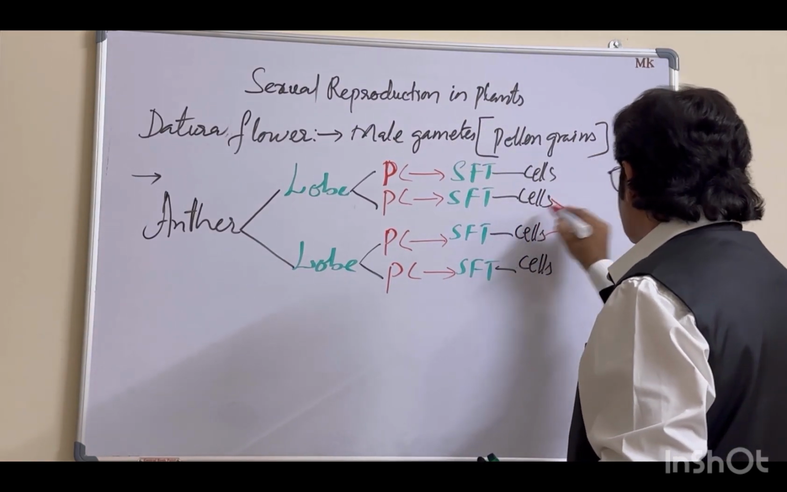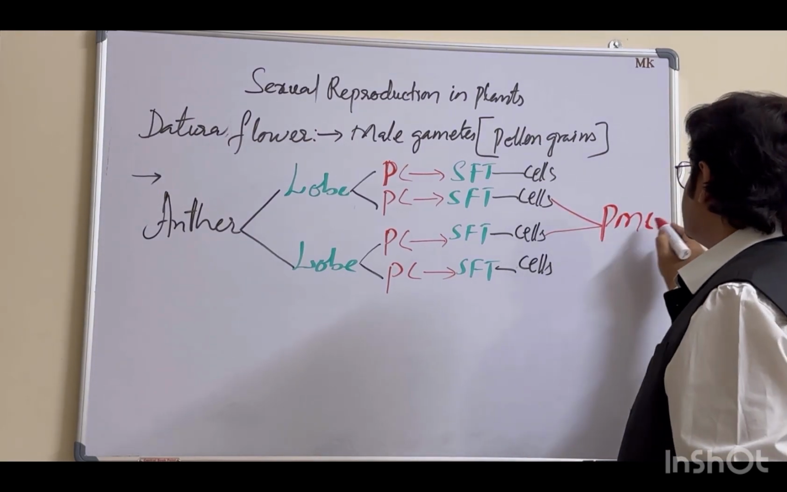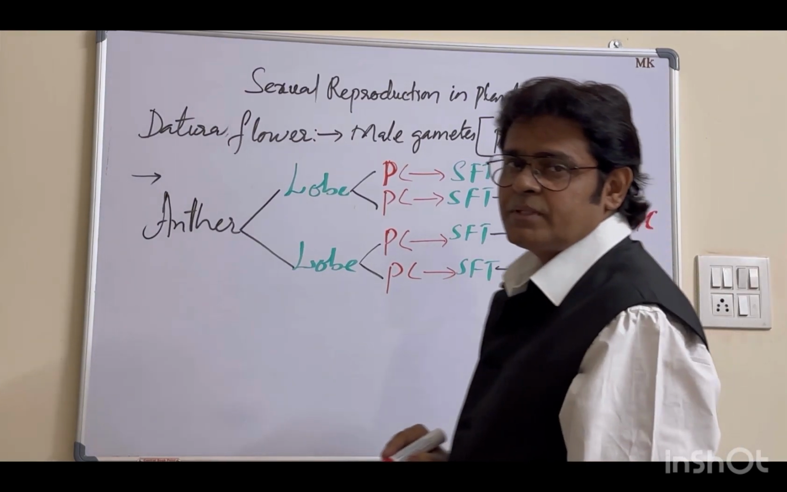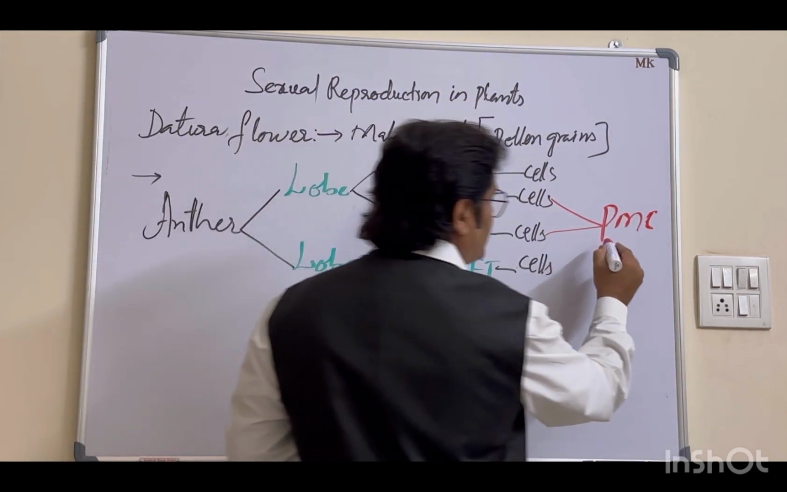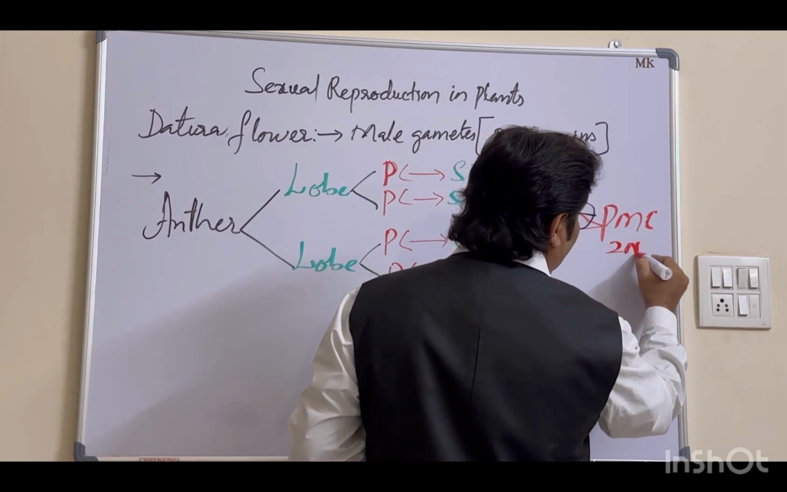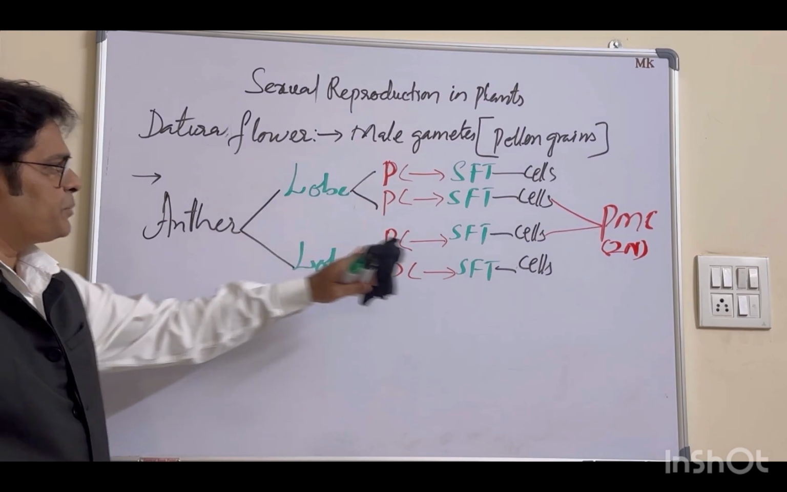Few cells convert into pollen mother cells, PMC. What does PMC mean here? Pollen mother cell. And this pollen mother cell is diploid in condition. That means two sets of chromosomes are present in the pollen mother cell. Clear? Have you understood up to here now?